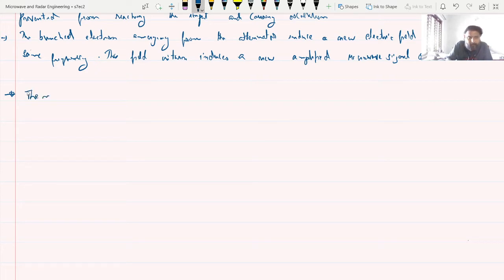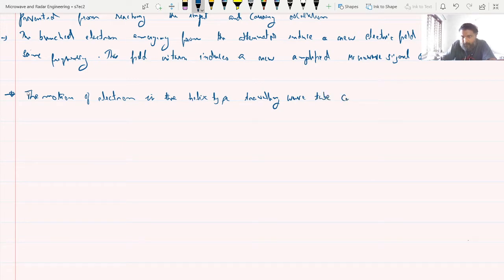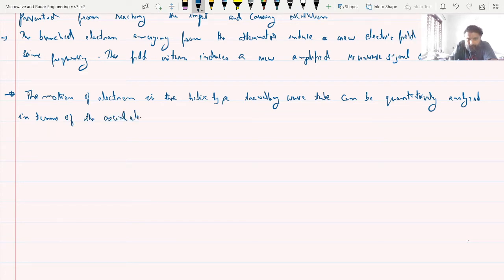The motion of electron in the helix type traveling wave tube can be, as I told you, quantitatively analyzed in terms of what? In terms of the axial electric field.